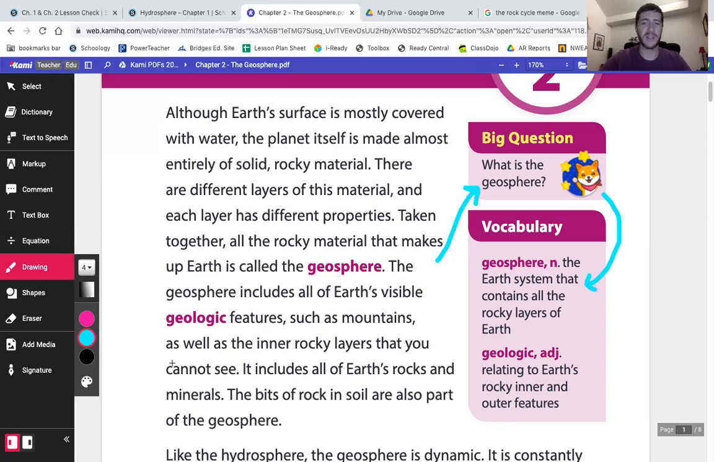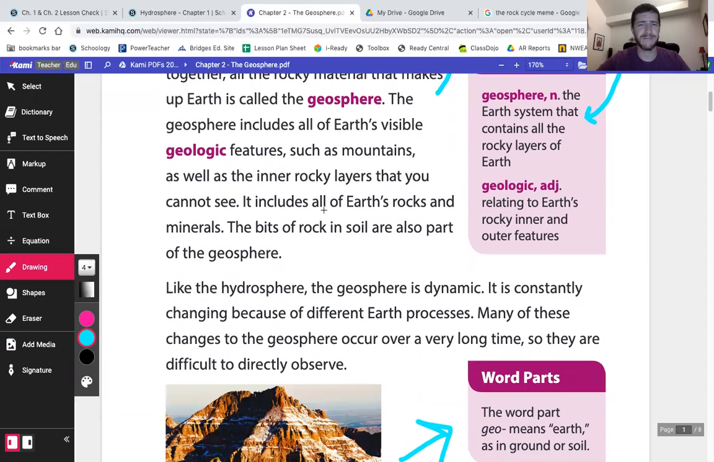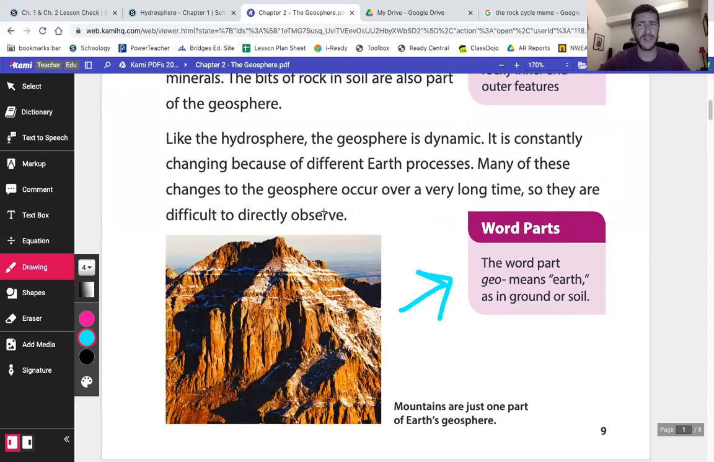The bits of rock in soil are also part of the geosphere. So if it's a rock, it's geologic. But not the wrestler, not the actor. That's different. That's not geologic.